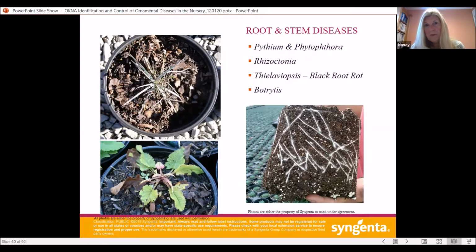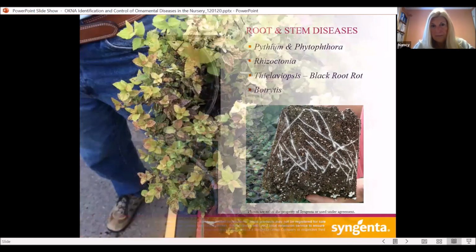So let's move on a little bit to root and stem diseases. Just going to touch on this briefly, but you see the culprits here that can cause problems with your root and stem rots. And there's nothing worse than transplanting a dianthus and then have it wither out, you know, within 4 weeks after planting it in the field.